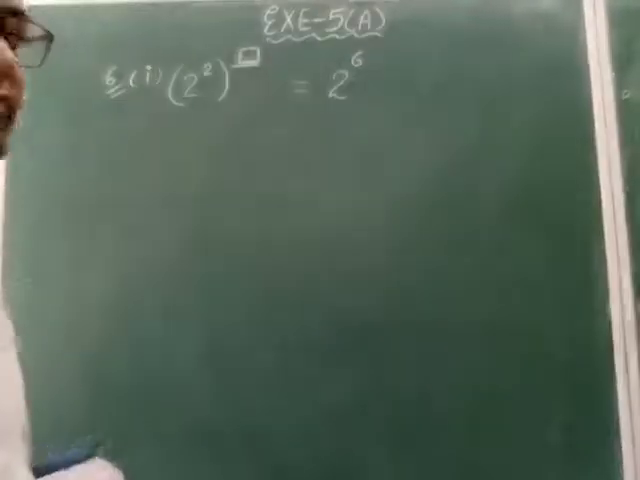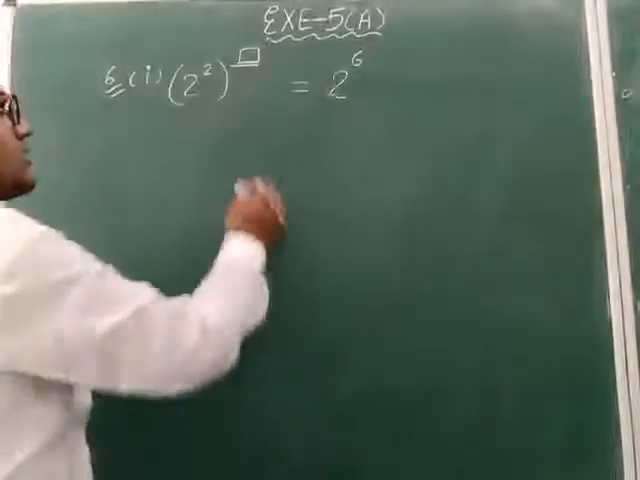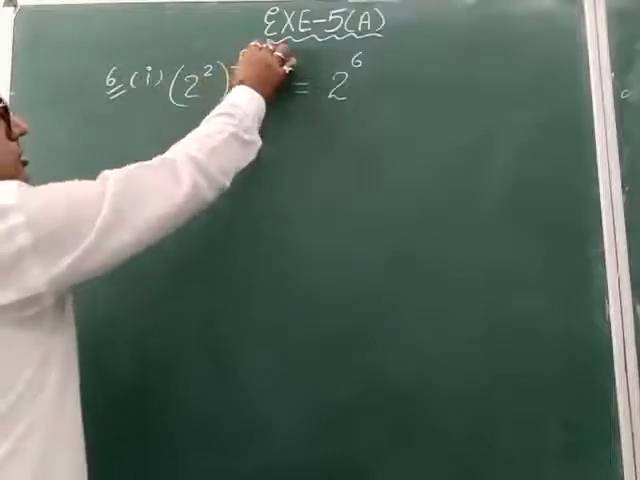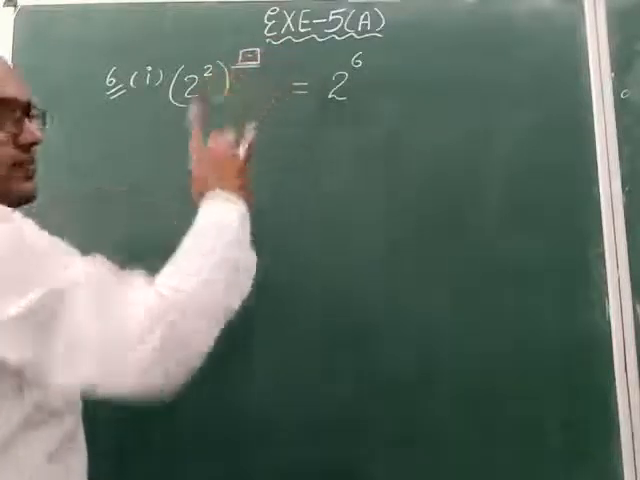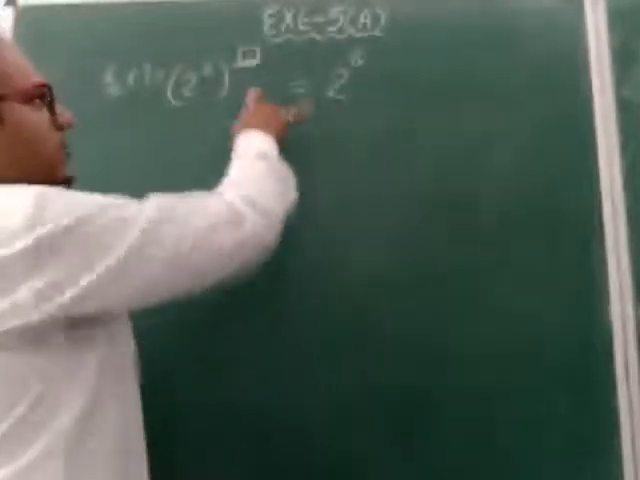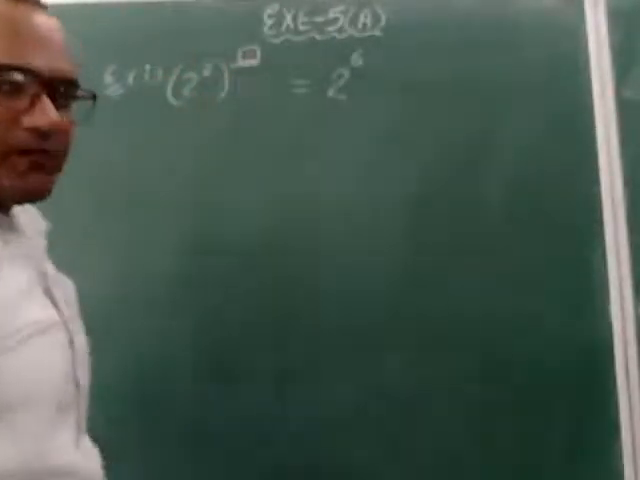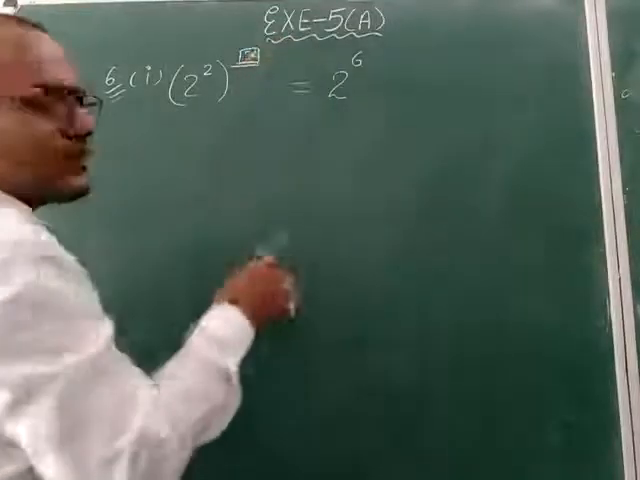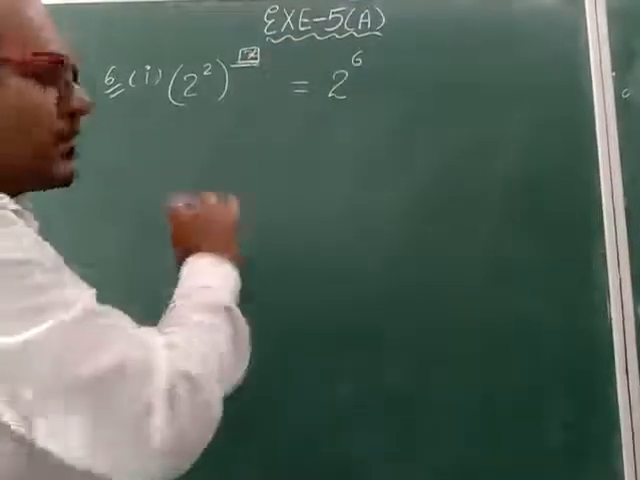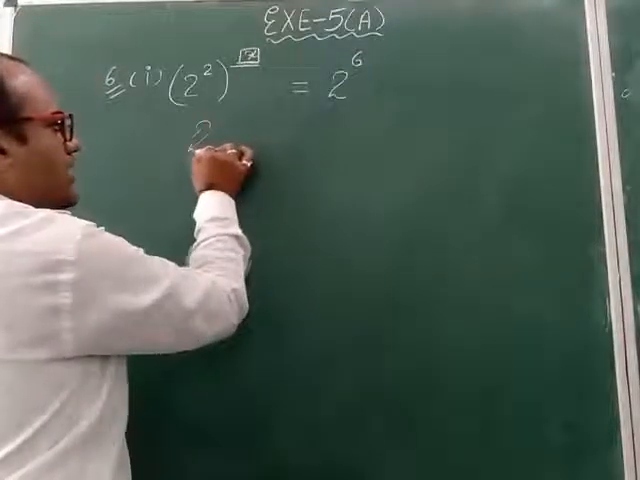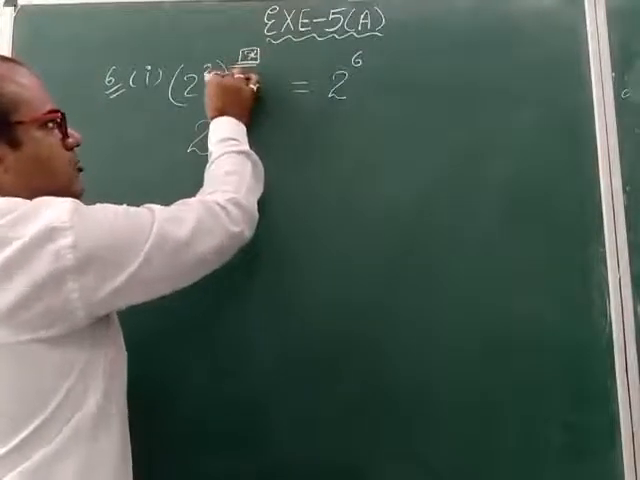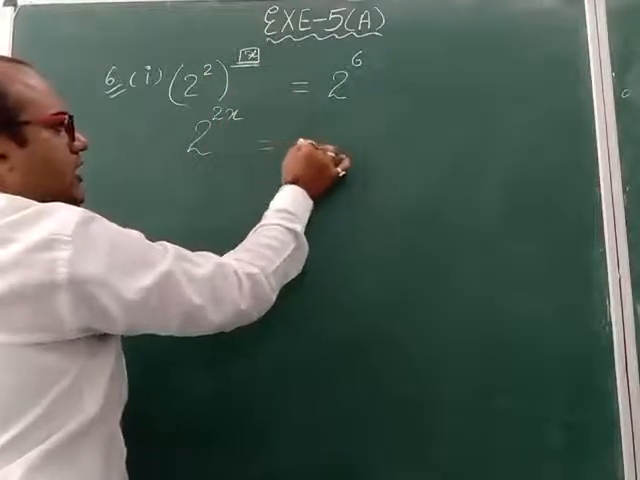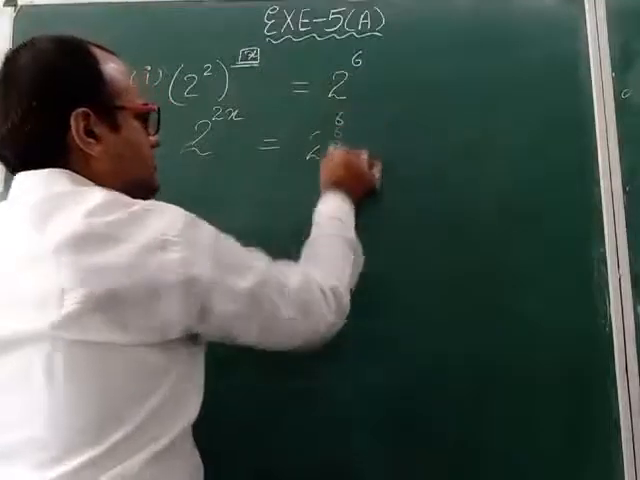So first of all, what we have to do? Inside power is given, outside power is not given. But whatever power will be here, that power will get multiplied with the inside power. So let's say here it is x. Since we don't know what the answer is here, we will fill x. So first of all, 2 we will write as it is. Inside and outside power, 2 multiply x, we will do. 2 multiply x will be 2x equal 2 power 6.